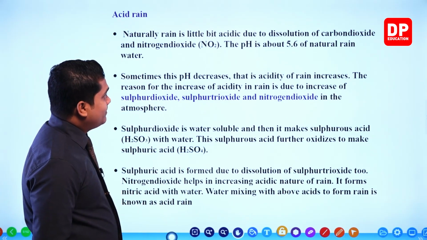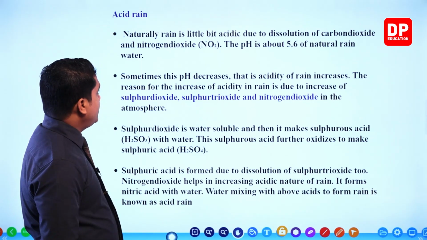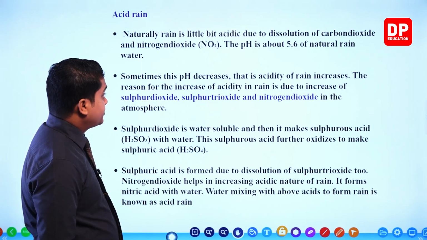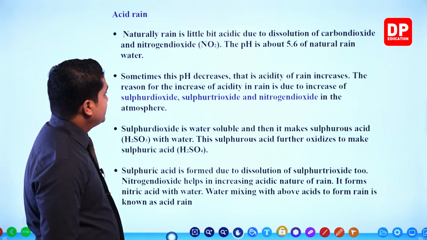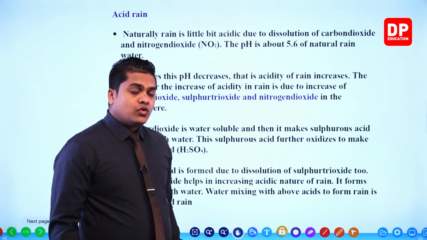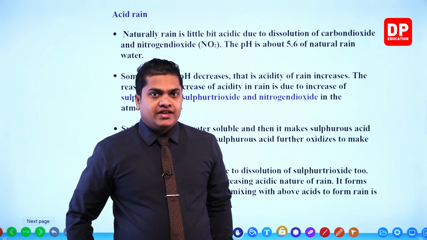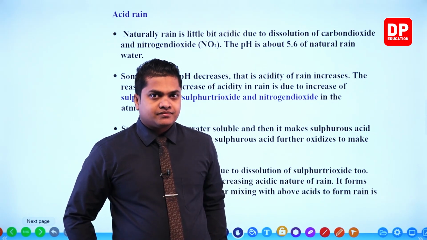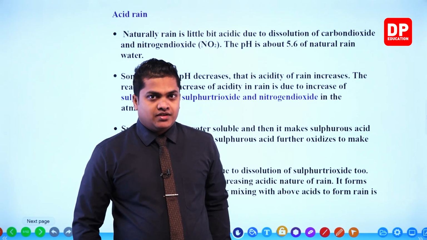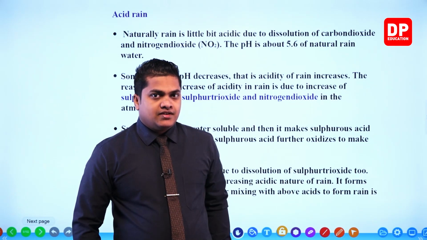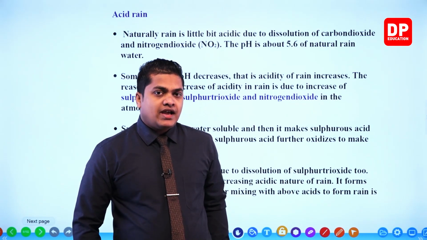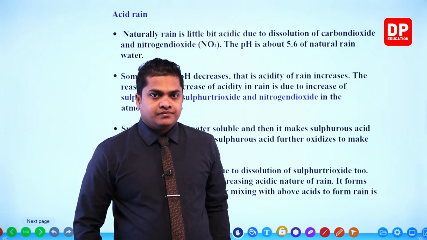Naturally, rain is a little bit acidic due to dissolution of carbon dioxide and nitrogen dioxide, NO2. The pH of natural rain water is about 5.6. So rain water is somewhat acidic, my dear children, like acidulated water. Can you remember, within the lesson on electrolysis, we discussed that acidulated water has the ability to conduct electricity. So now you know actually what the reason is.